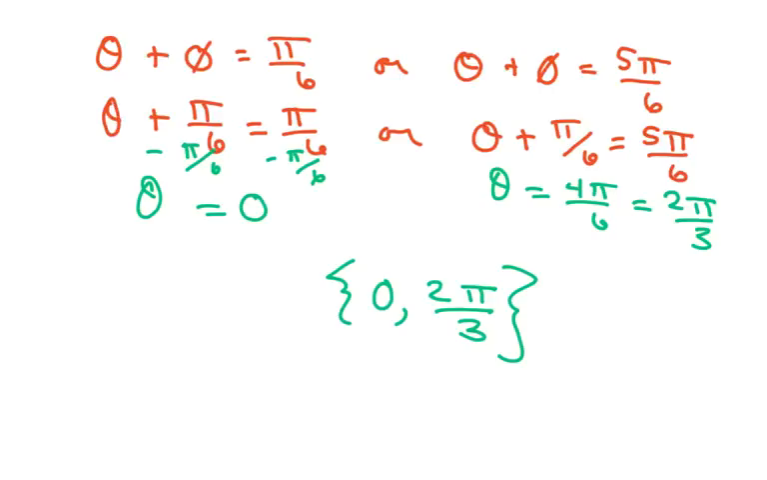The next one we're going to do involves tangent, and just with identities. So it's not that bad, but the identity is pretty complicated.